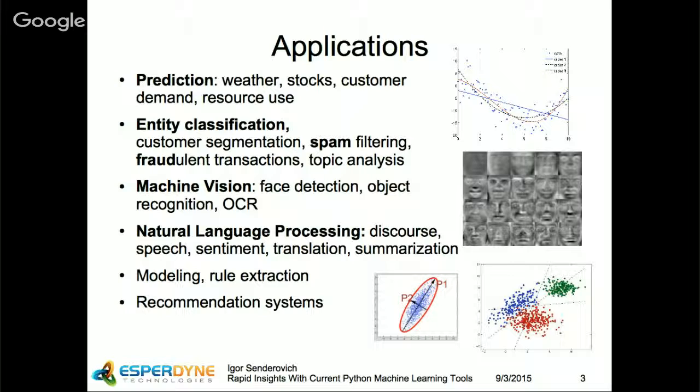Natural language processing has been very big. Anything from understanding speech, translating, sentiment analysis, summarizing, all of that requires machine learning. And then the old-fashioned modeling, looking for a simple model with a few parameters that explains lots of data points. That's the smooth version of it. And then if you think about it, rule extraction, this is the discrete version of that.